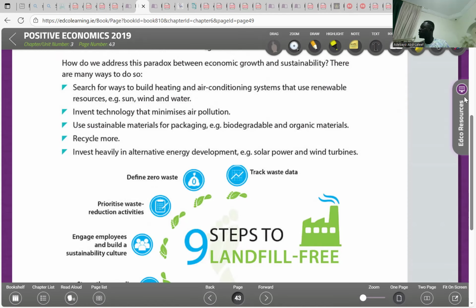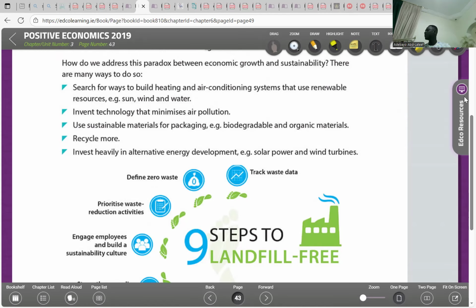One, use renewable resources. Instead of finishing up resources, use renewable resources. Number two, invention of technology which minimizes pollution. Instead of using machines that bring about pollution, start thinking about machines that would reduce pollution. The third one, invest heavily in energy substitutes. Instead of using fuel, start thinking about wind. Instead of using fuel, start thinking about solar. These will replace energy.